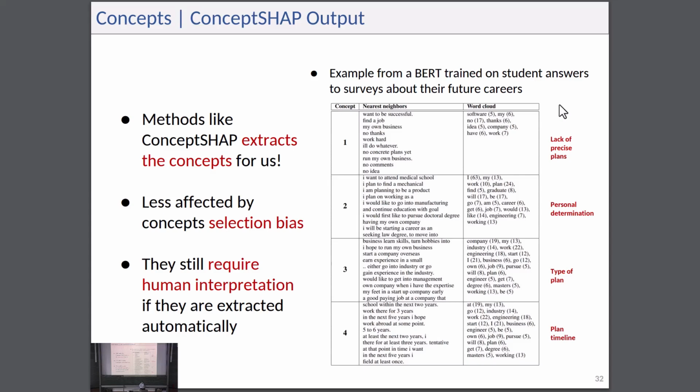Because at the end of the day, the concepts that you find are words or groups of words, meaning that they have an embedding, meaning that they're actual vectors in your embedding space. And so you can find the nearest neighbors, so sentences that describe these concepts. And you can also look at the word cloud, which is usually the words that tend to appear the most in the sentences that are close to these concepts.